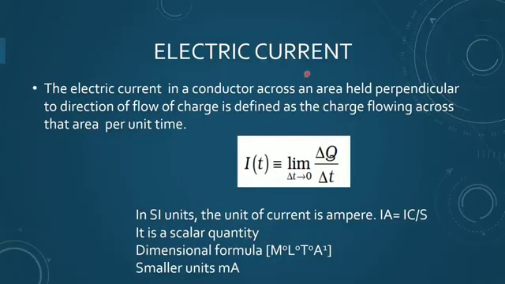To begin with electric current, we have already discussed in the previous class that if I have two conductors, they are joined with a conducting wire, then the charge can flow till both the bodies obtain the same potential. Common potential we have discussed.